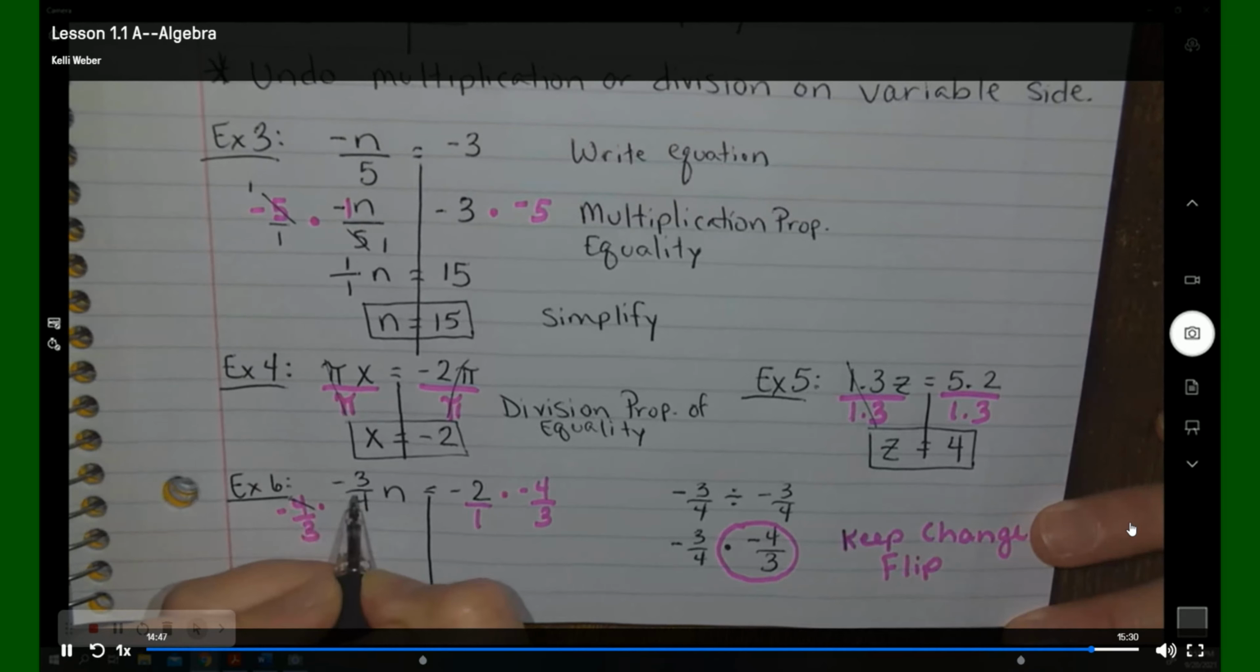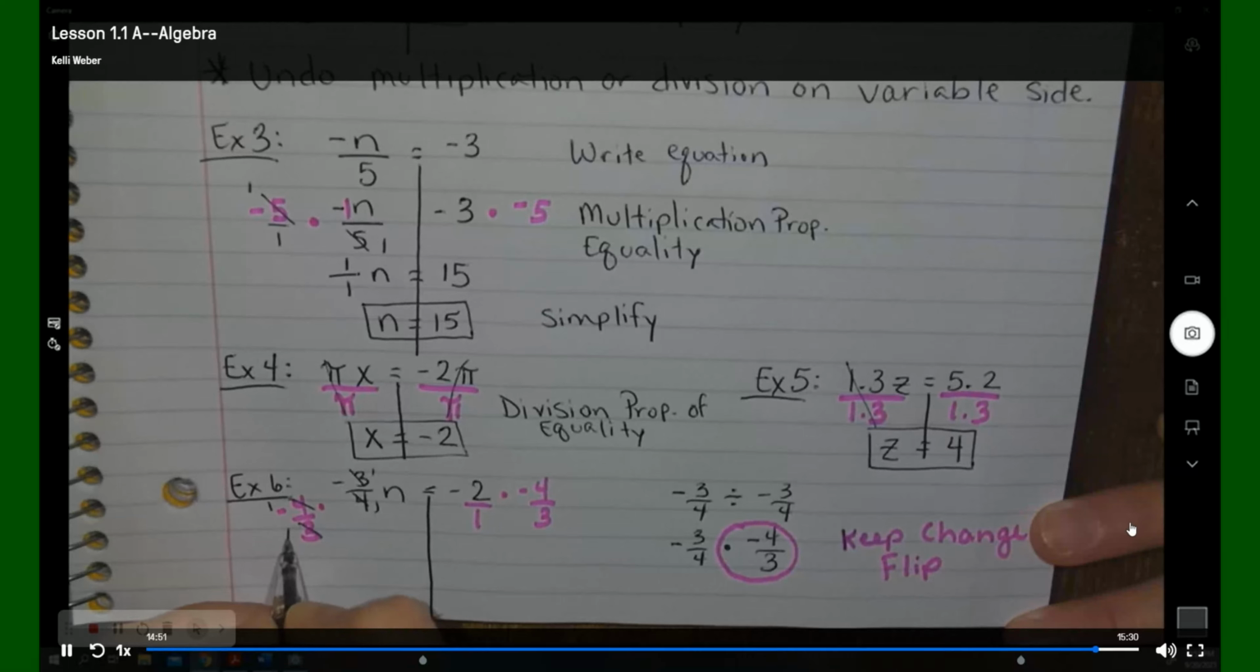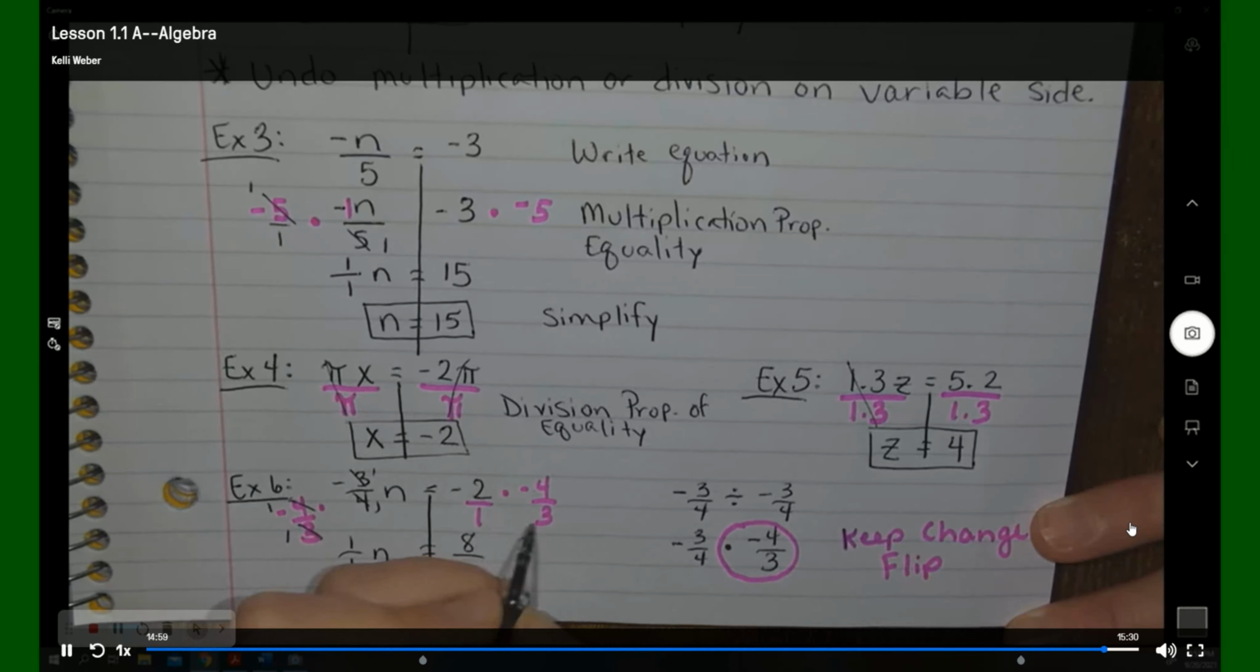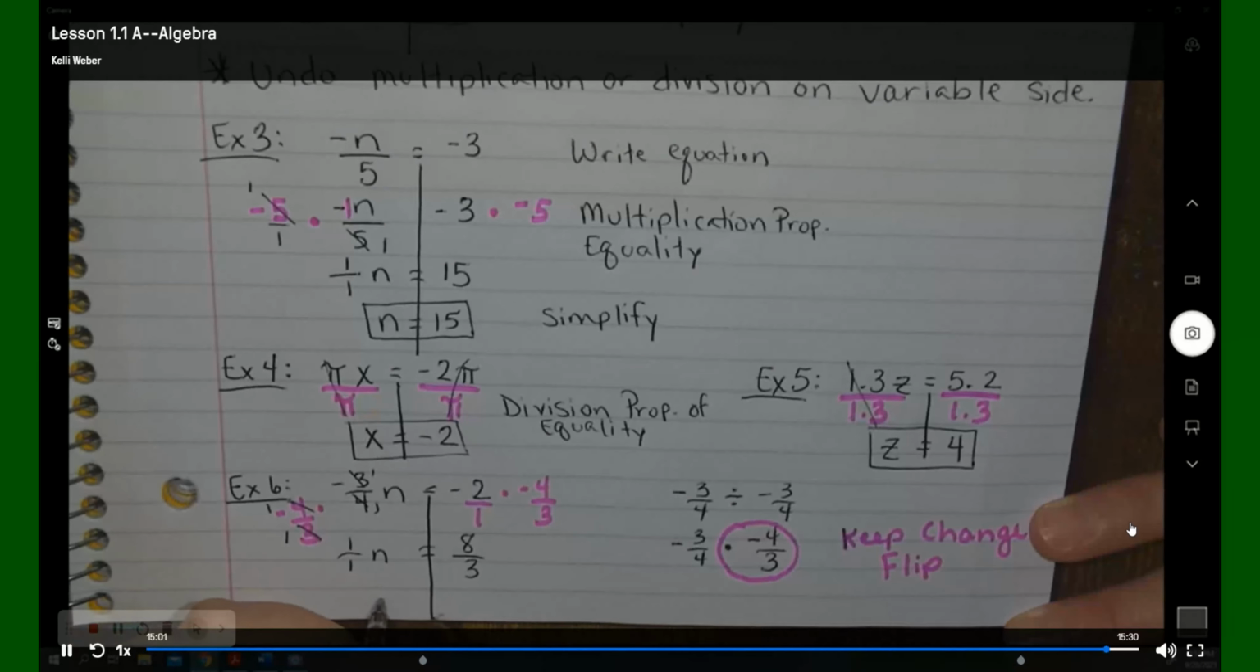So cross canceling, those 4's become 1, 3's become 1. So I have 1 over 1 n equals negative 2 times negative 4 is positive 8. 1 times 3 is 3. So n equals 8/3.